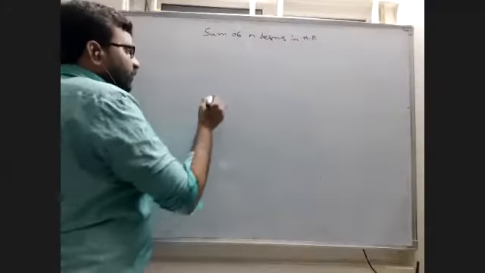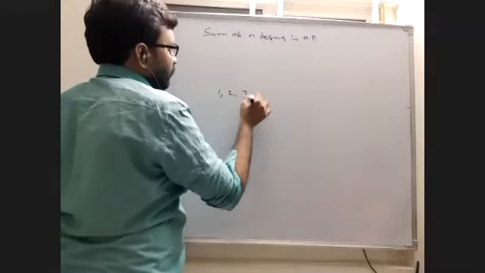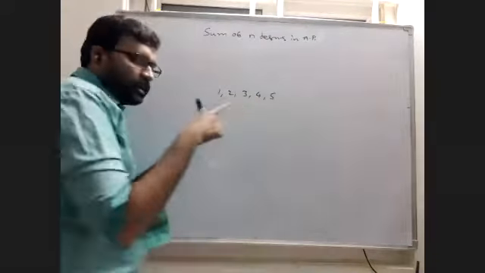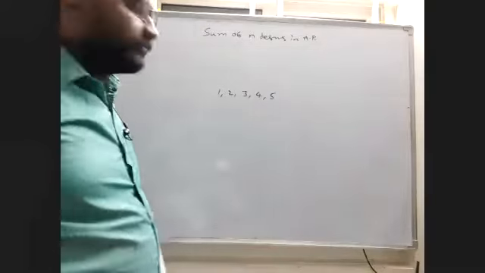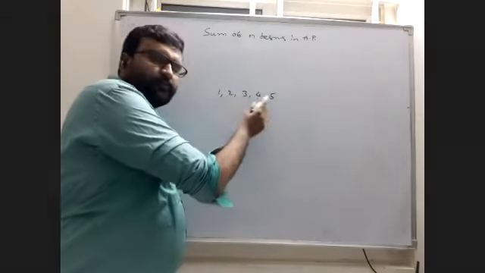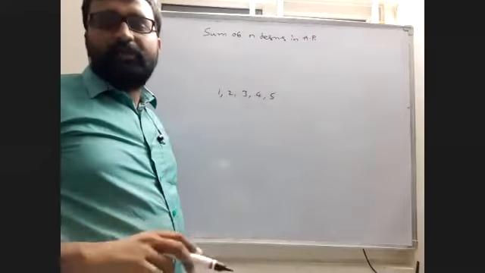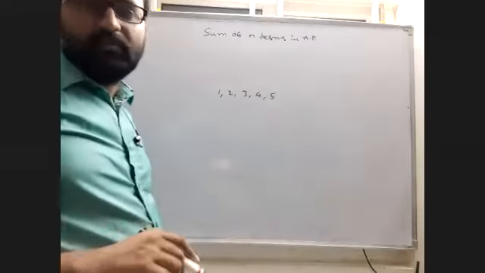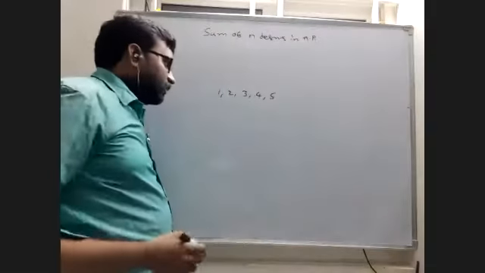Suppose you take a few numbers: 1, 2, 3, 4, 5. They are clearly in AP. Why? Because 2 minus 1 is 1, 3 minus 2 is 1, 4 minus 3 is 1, 5 minus 4 is 1. The common difference for every pair is the same, so we can say this is an AP.